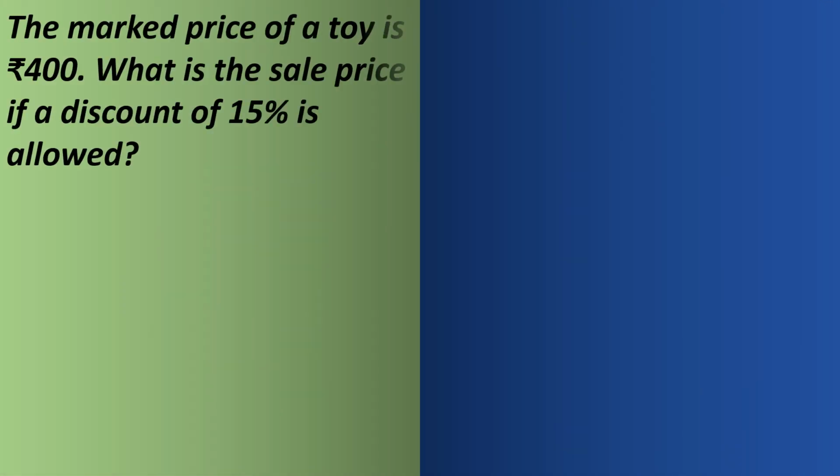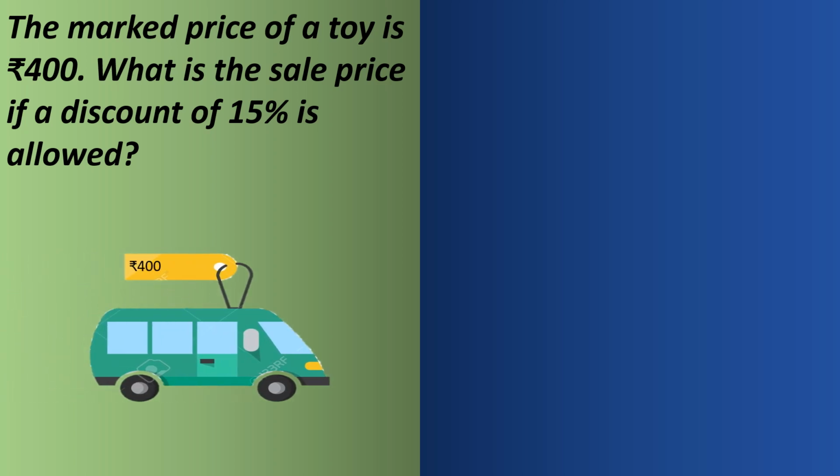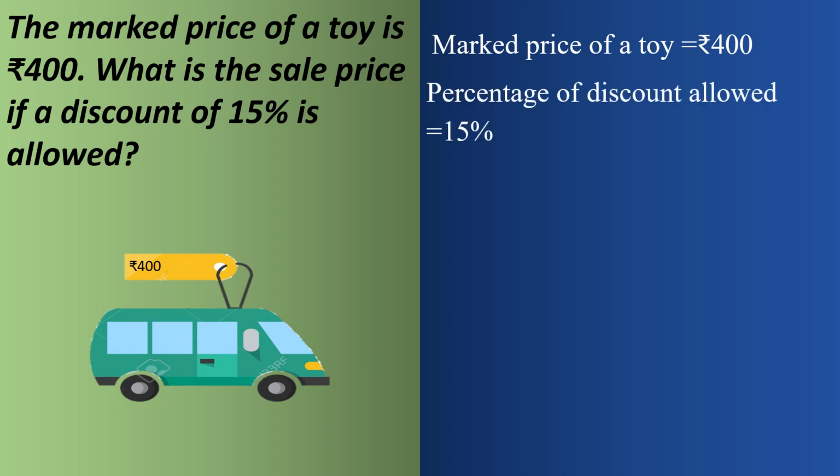Next question: the marked price of a toy is rupees 400. What is the sale price if a discount of 15% is allowed? Here is a toy bus and the price is 400 rupees. And what is the discount? That is 15%. So what is given to you? The marked price of a toy, that is rupees 400, and the discount is also given, that is 15%. Discount is always given on the marked price. So here the marked price is 400.